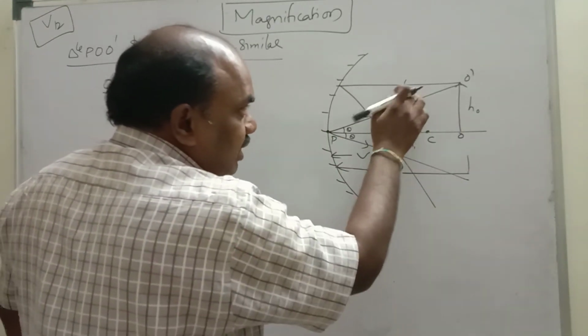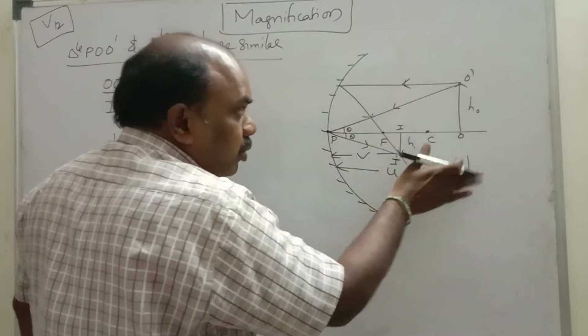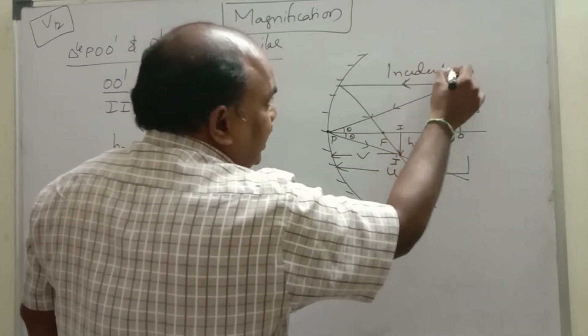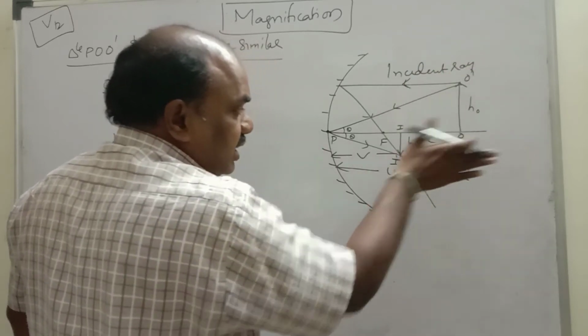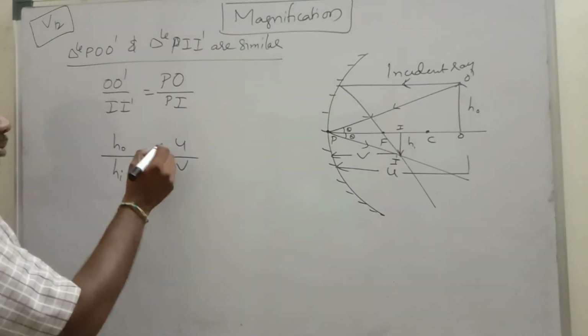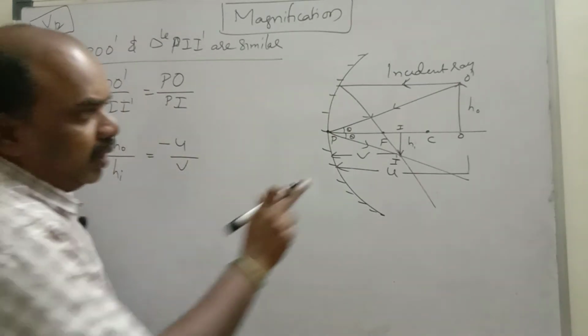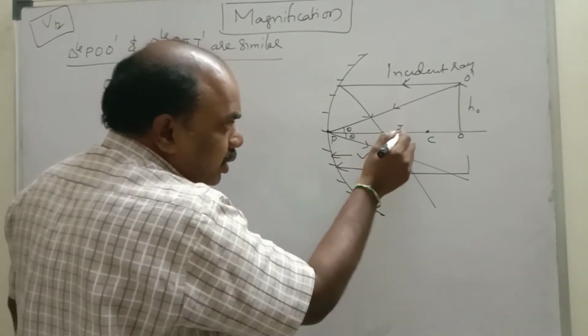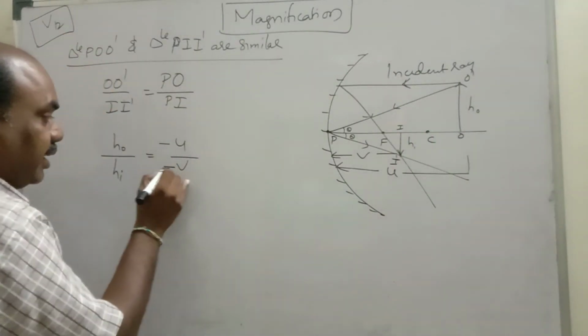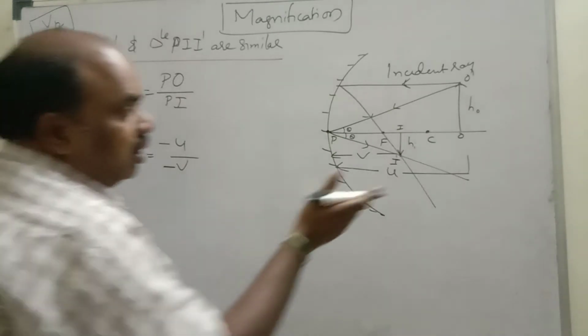This should be compared with the parallel ray. I am measuring from the pole, compare with this ray. The incident ray direction is opposite to the direction of pole to object distance. Object distance is left to right, the incident ray is right to left, so object distance is negative. Similarly, image distance, pole to image, left to right, compared with the incident ray, is also negative. This is the first rule.